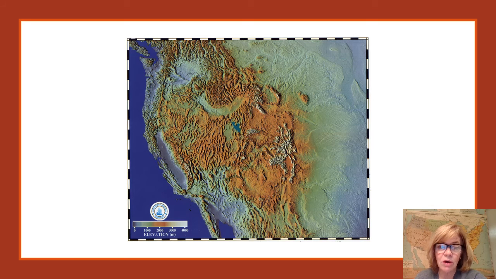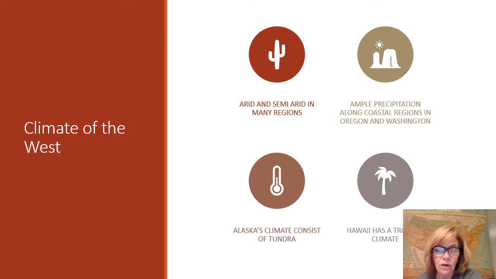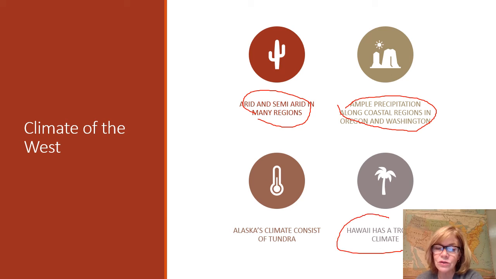Right, here's another image of the topography. And then this looks like the climate of the West. So a lot of different climate types, and that has to do with the vegetation. And there's also, of course, Alaska and Hawaii too, different climate types there as well. Okay, so if you look at the climate of the West, in some regions it's very arid and dry, and other places like Oregon and Washington, they get a whole lot of precipitation along the coast. Hawaii is tropical, and then of course in Alaska, very little vegetation because it's tundra.